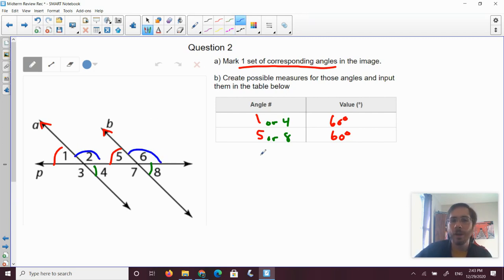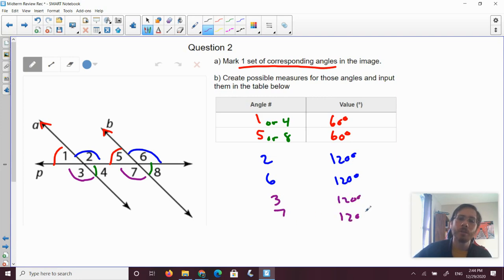Those are both corresponding. If I wanted to fill out the table that way, I might say that they're both 120 degrees. And I've got one more choice. I could say 3 and 7, and I'd probably say that those are 120 degrees or thereabouts. So you've got 4 different options for corresponding angles, and you have freedom to choose the values that you want for the angles. So that's question 2.